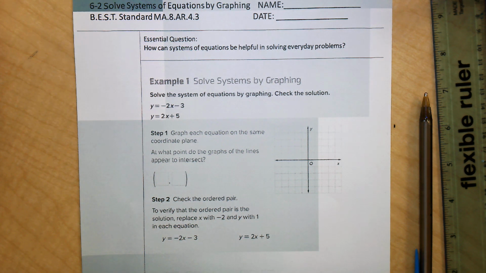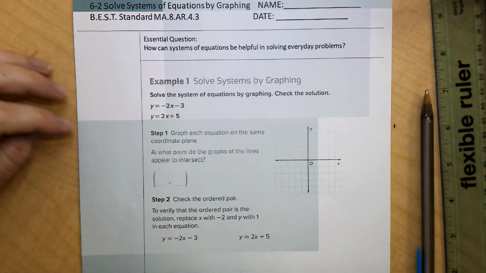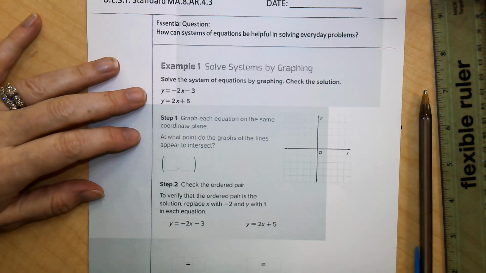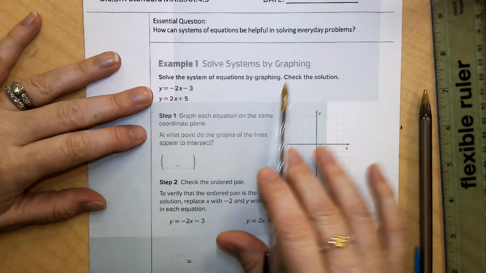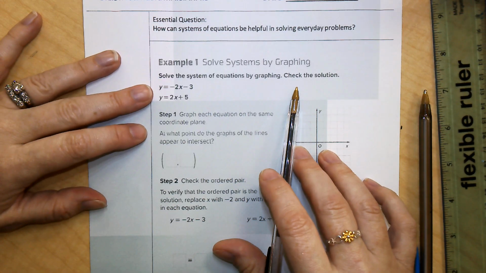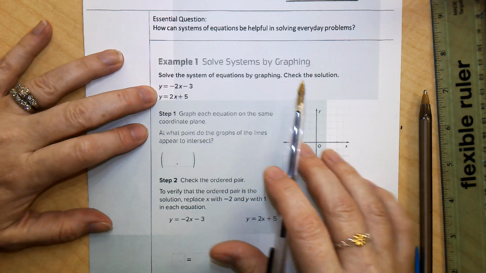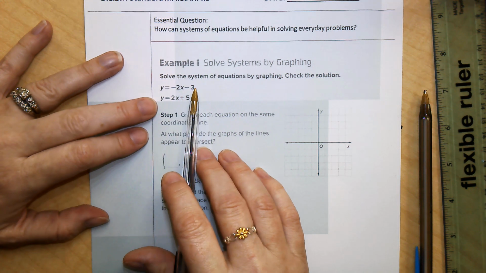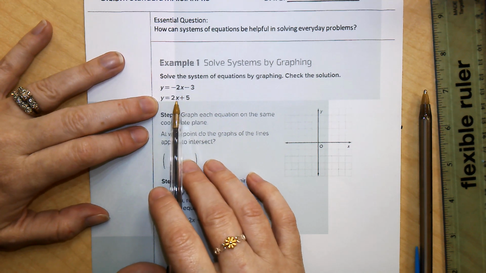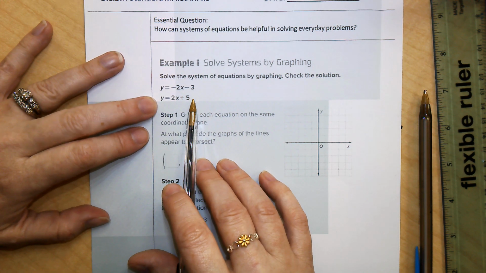All right, 6-2, solving systems of equations by graphing. So example 1, we're going to solve this system by graphing. We're going to solve the system of equations by graphing and then check your solution. We worked on checking our solution yesterday. So y equals negative 2x minus 3 and y equals 2x plus 5.